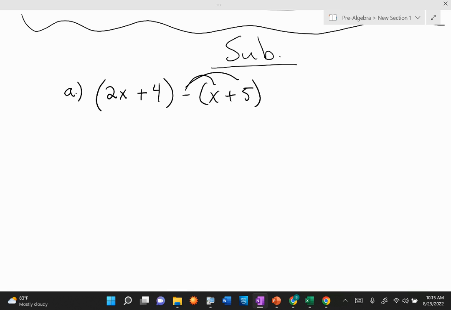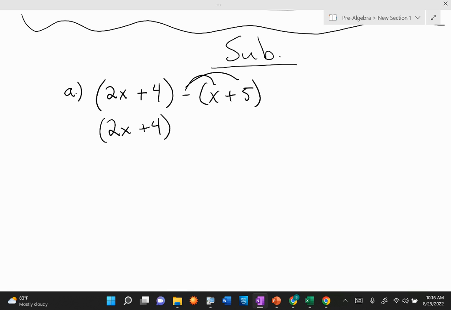Basically, when you multiply anything by a negative sign, all you're doing is changing the sign. So if that value was a positive, it's now negative. If it was a negative, it's now positive. Okay? So I'm going to rewrite this as 2x plus 4, still in parentheses.